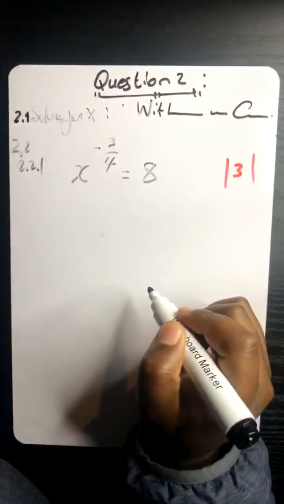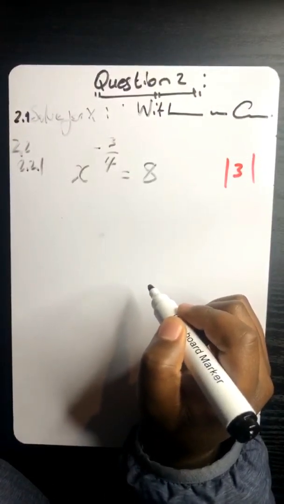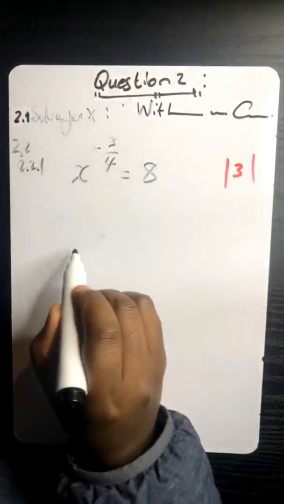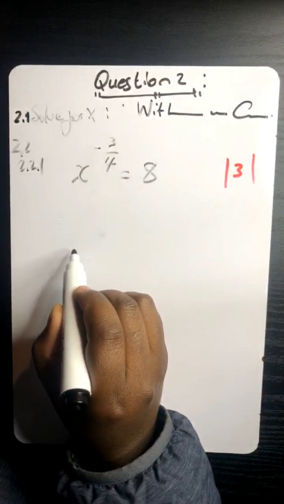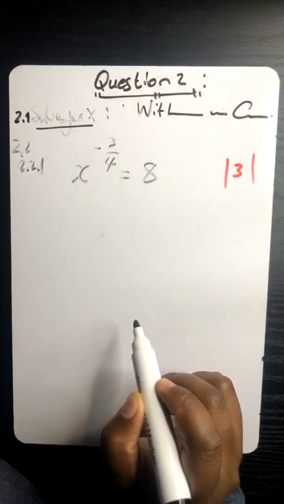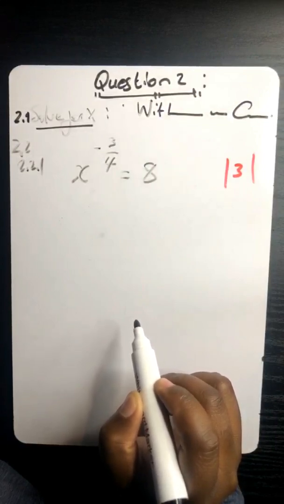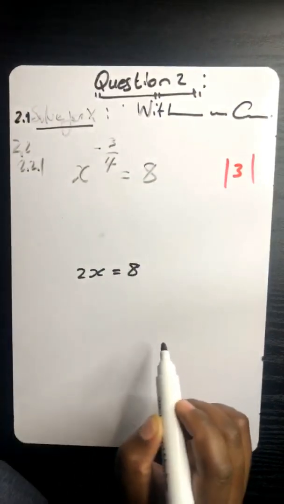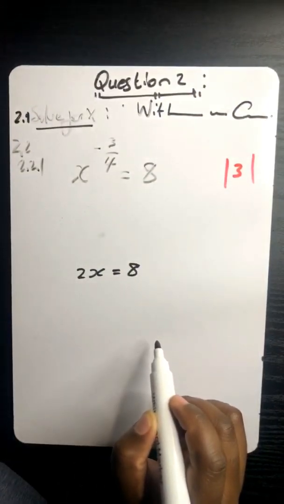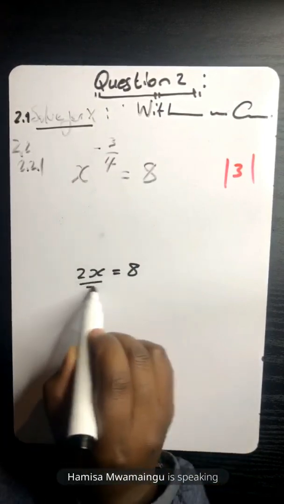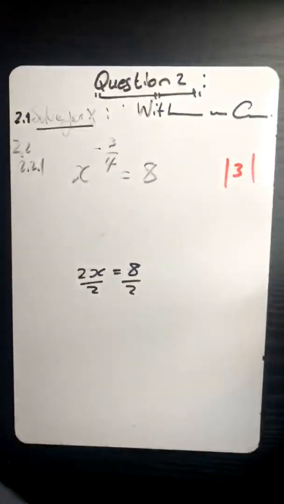Hamisa, guys, just listen to this one very carefully. It's not a complicated one. Remember, they say solve for x, which means you need to remove everything attached to x. If this was 2x equals 8, you tell me, Hamisa, how are you going to remove 2? You divide by 2 on both sides. Yes, you divide by 2 on both sides.